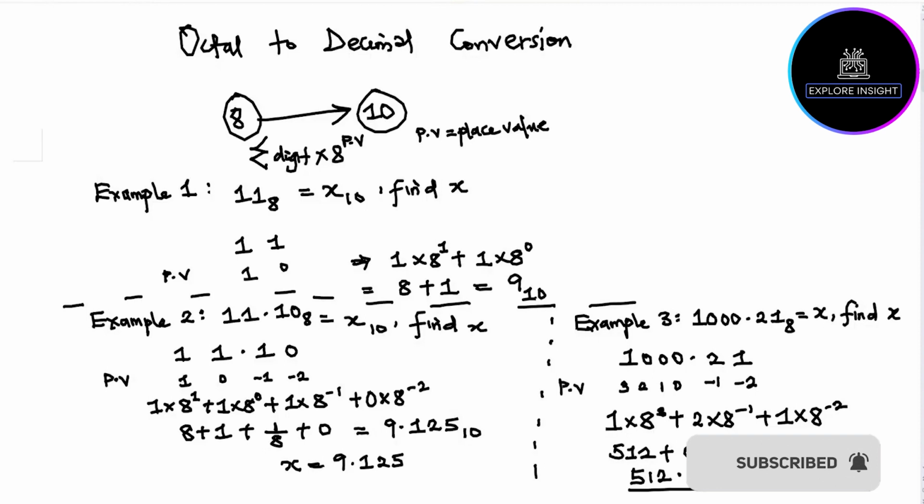I believe you were able to understand and grab the knowledge with these 3 examples on how to convert octal base system to decimal base system.